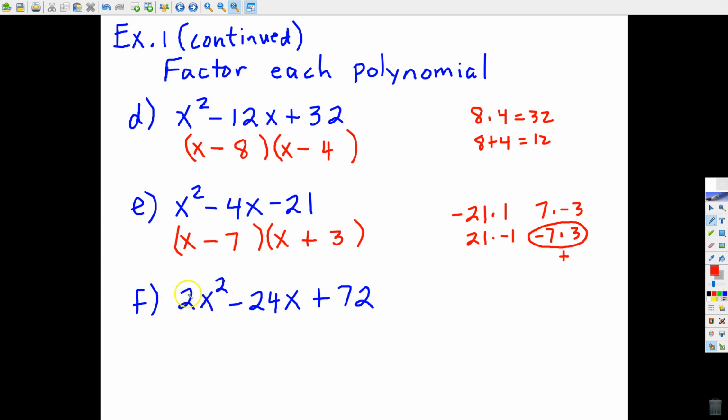I see that 2 is the largest number that will divide into 2, 24, and 72. So let's factor out the GCF first. And again, that's a factor, and the way I get the other factor that will multiply times 2 is I'm going to divide the GCF into each one of these terms. So when I divide 2 into 2x squared, I get x squared. Minus, when I do 2 into 24x, I get 12x. Plus, and 2 into 72 is 36.